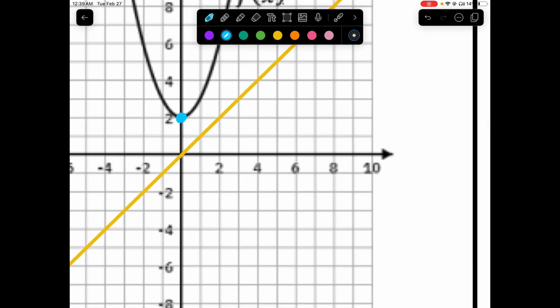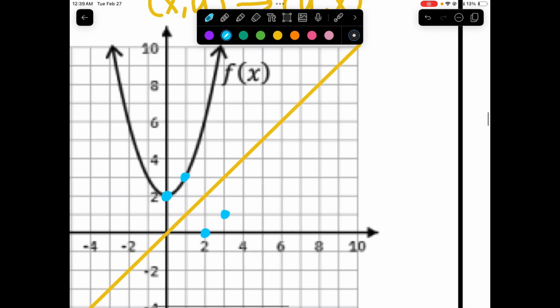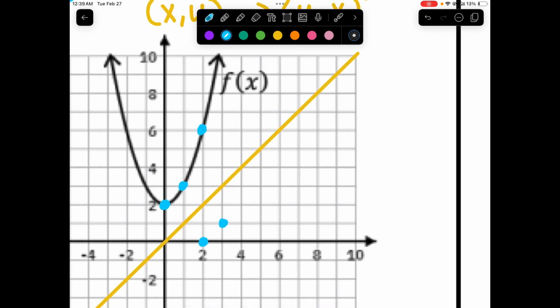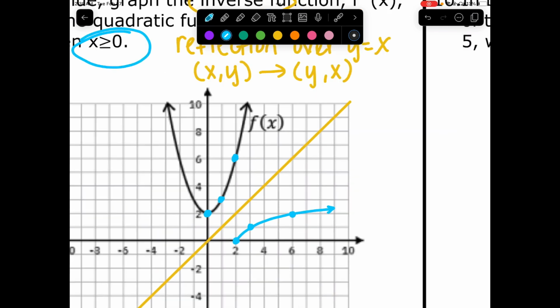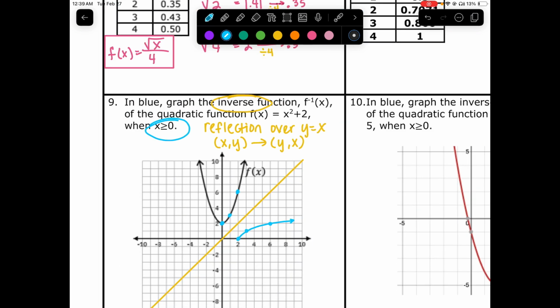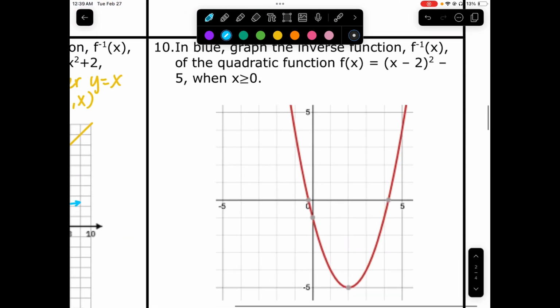this point was (0, 2), so this point's going to be (2, 0). This point is (1, 3). This one's going to be (3, 1). And this looks like it was (2, 6), so this one's going to be (6, 2). And I think that's the last one that actually has a whole number point. So there you go. And you see, it makes a nice little reflection. It's beautiful. Go ahead and try number 10.